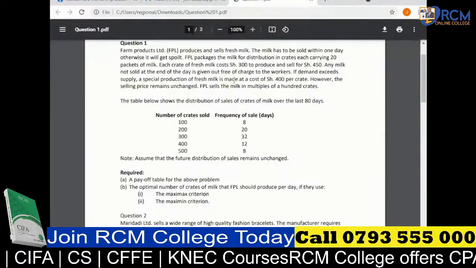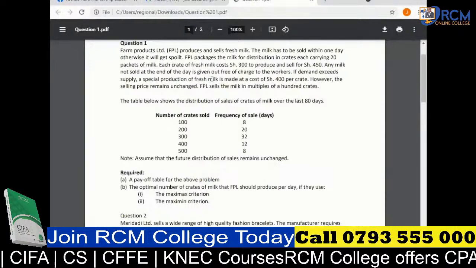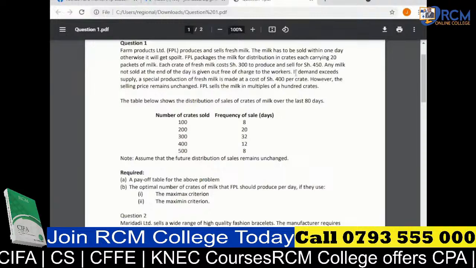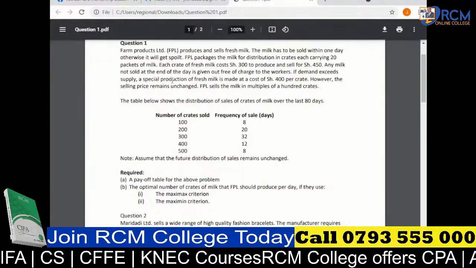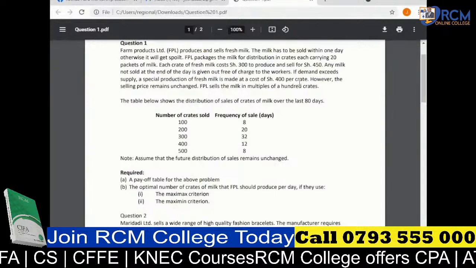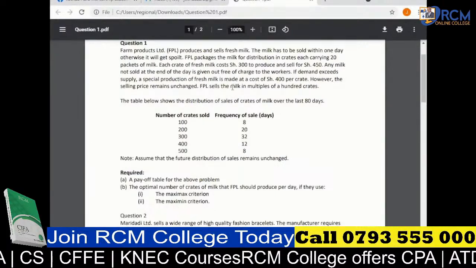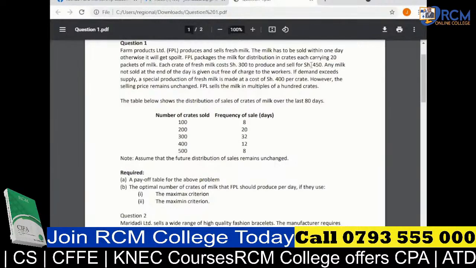Any milk not sold at the end of the day is given out free of charge to the workers. If demand exceeds supply, a special production of fresh milk is made at a cost of 400 per crate.